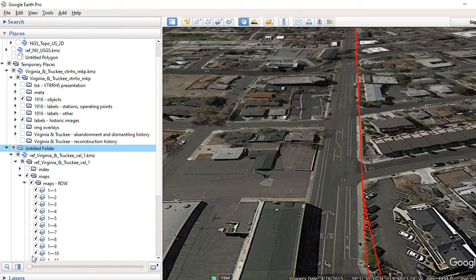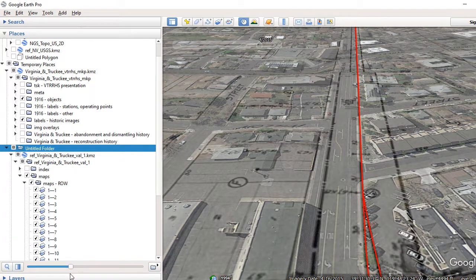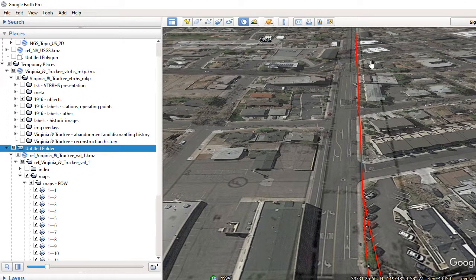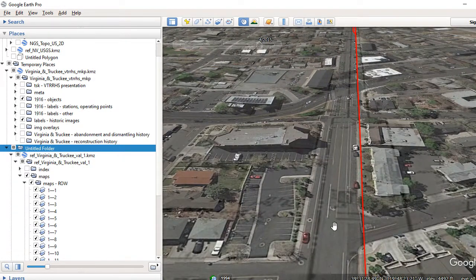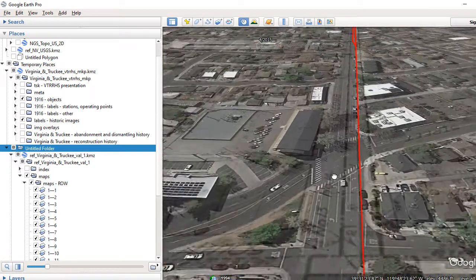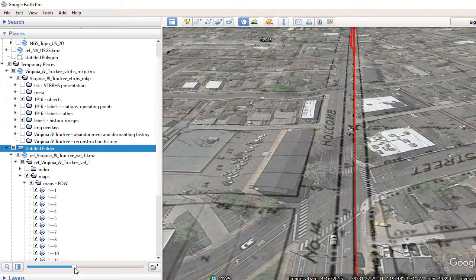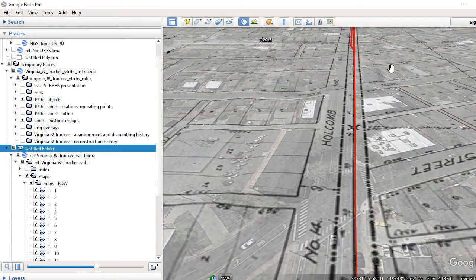Let's talk briefly about Holcomb Street and some of the things we can learn from the valuation map about this situation that'll tell us a little bit about where the rails were, so that when you're standing in Holcomb Avenue, you can sort of understand the relationship between the stuff that was there and the stuff that's there now.